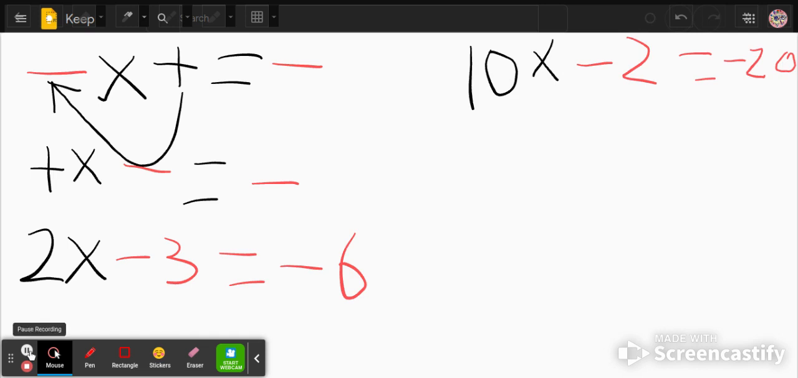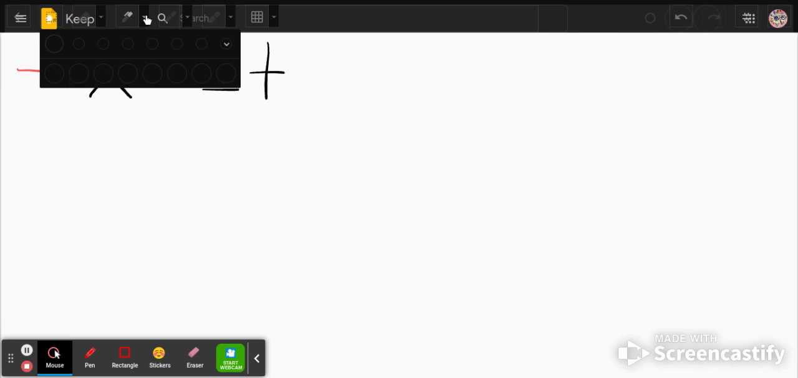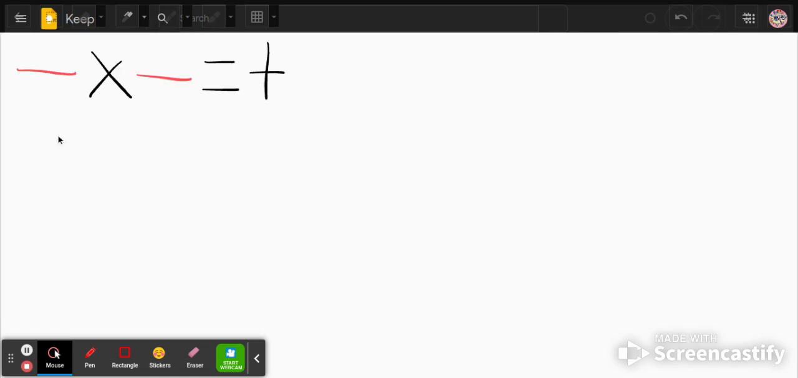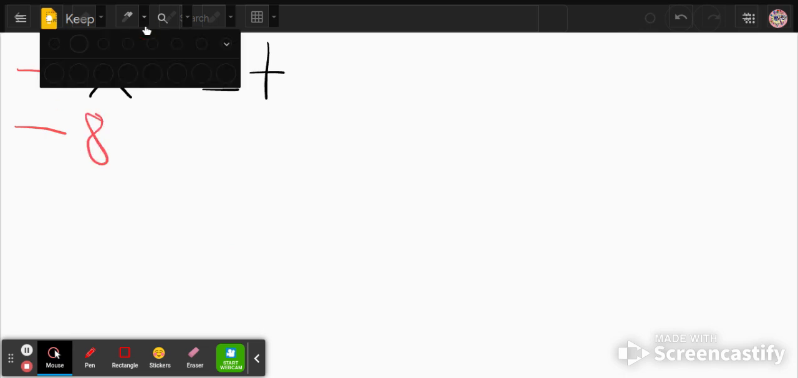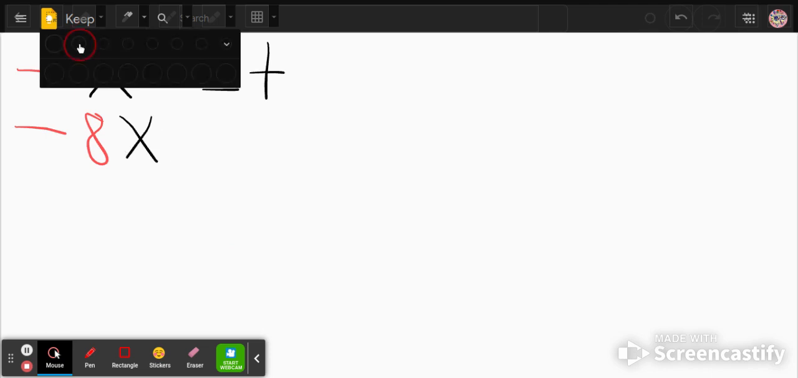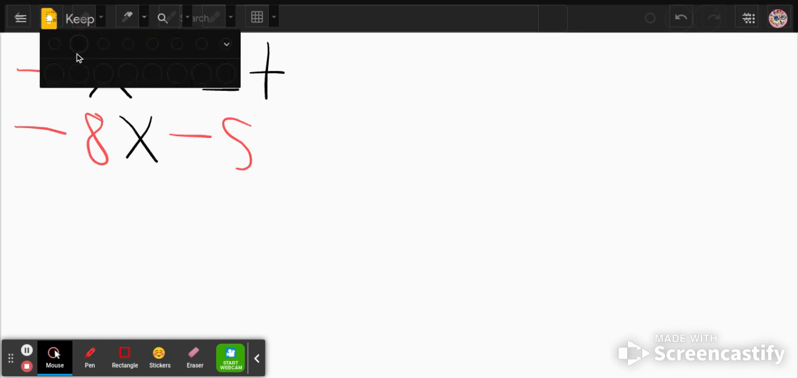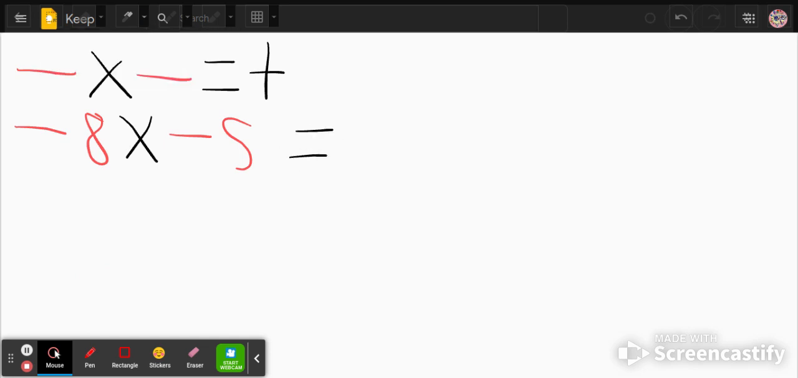So let's go to the other rule. This rule states that a negative number being multiplied by a negative number will give us a positive answer. To demonstrate, let's say, for example, we had negative 8 being multiplied by negative 5. We established that when a negative number is being multiplied by a negative number, the answer would be positive. So therefore, negative 8 being multiplied by negative 5 will give us positive 40.